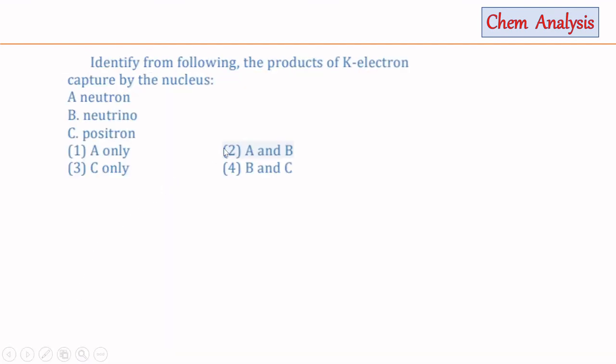This is a question asked from atomic structure. You have to tell about the products observed when a K electron is captured by the nucleus. When a K electron, that means an electron e minus, is captured by the nucleus, a proton, that is 1H1, gets converted to a neutron, and along with that, since a proton is converting to a neutron, there will be elimination of a particle, that is a neutrino.